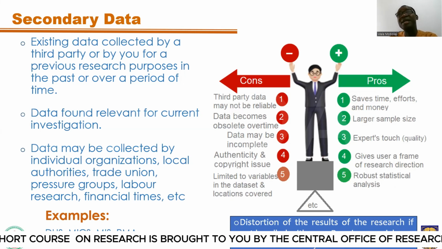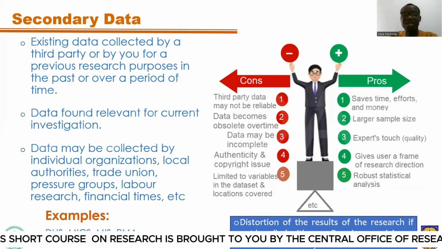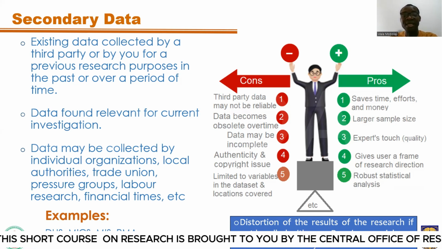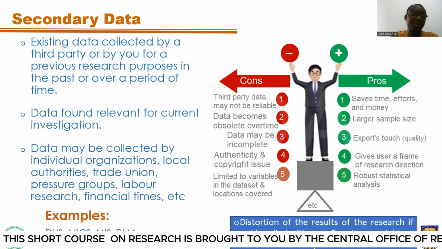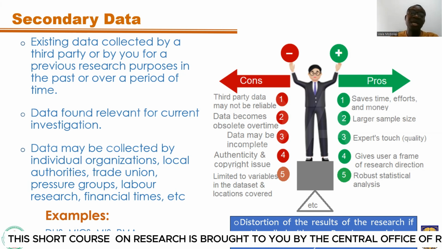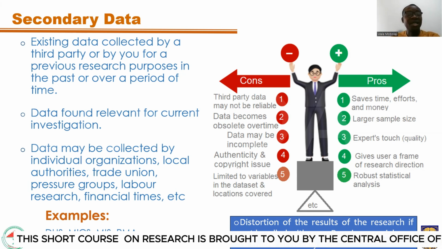Another disadvantage of using secondary data is the limited number of variables in the data set. You might have a very sound and good research idea, but since you are using secondary data, you are limited to the number of variables available in that data set. So you might not be able to go beyond the variables available. That's another disadvantage of using secondary data.